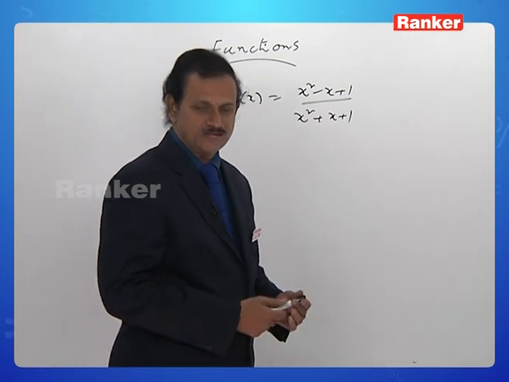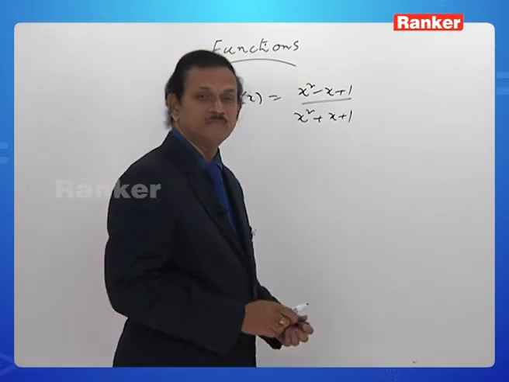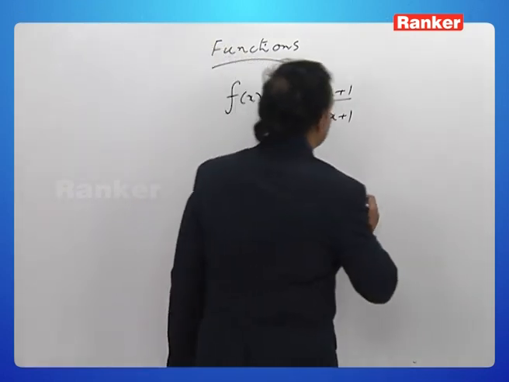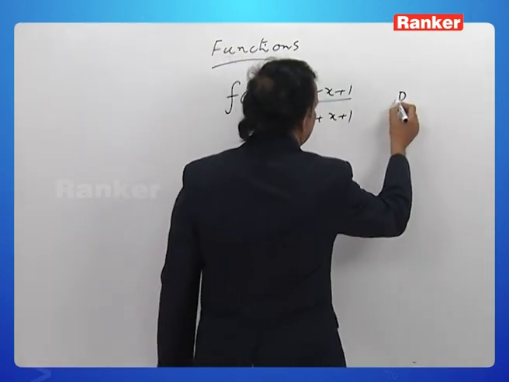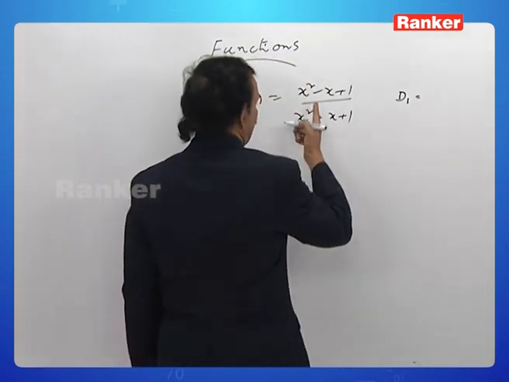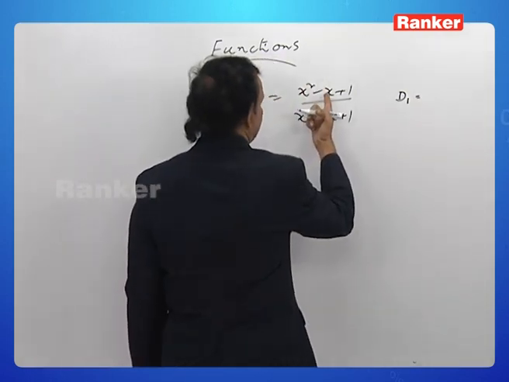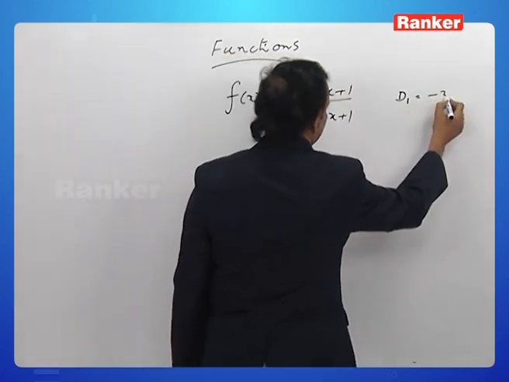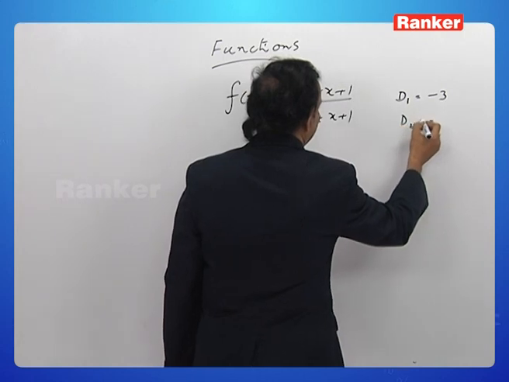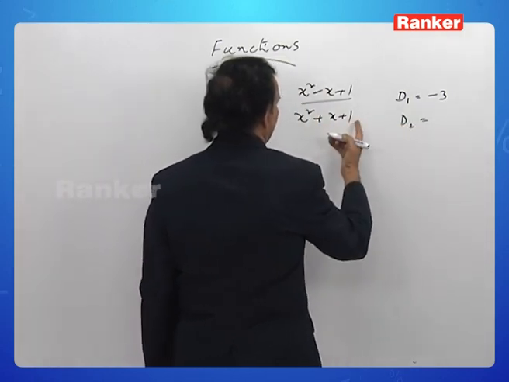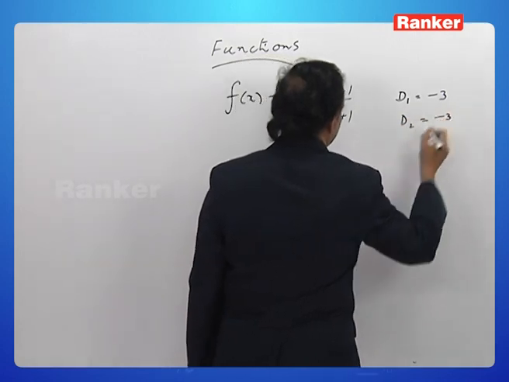Without doing that, we could have developed a mechanism for this. What is that mechanism? Let me name D1, discriminant of the numerator. What is the discriminant of the numerator? B square minus 4ac, 1 minus 4 is minus 3. D2, discriminant of the denominator. What is that? B square minus 4ac, again minus 3.